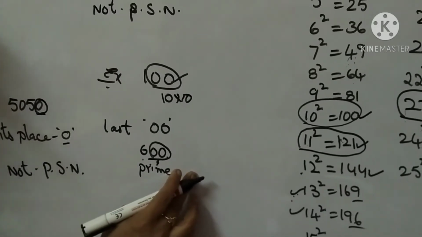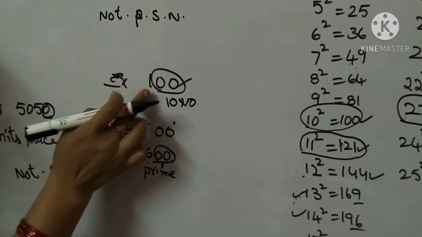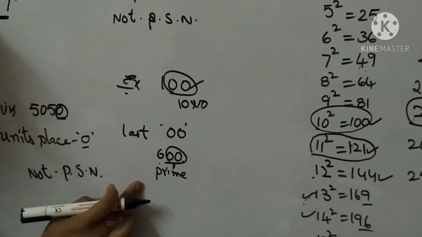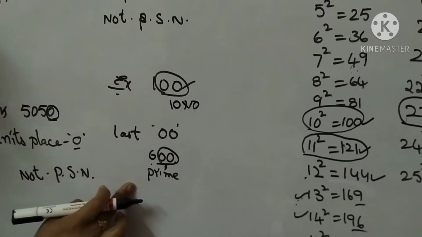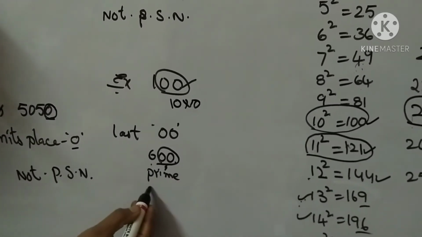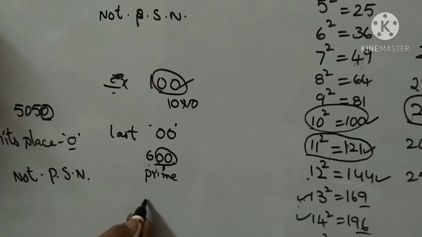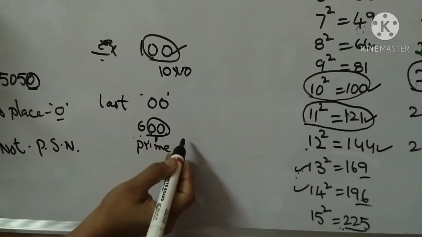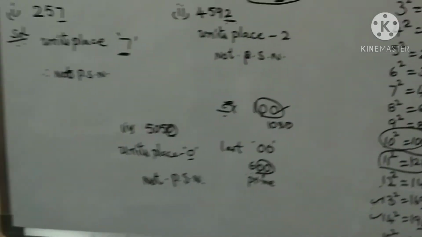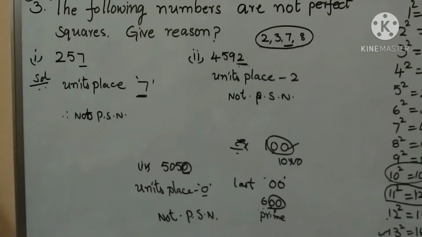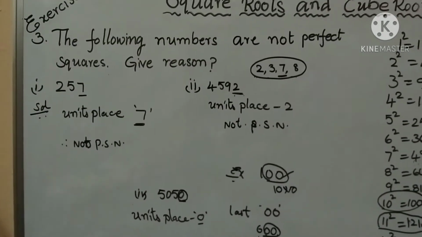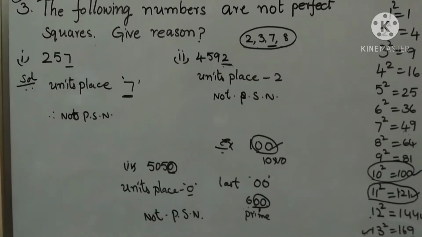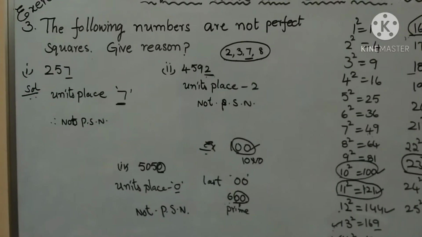Okay children. Where the last 2 digits are zeros, we get square numbers. But here 600 is there, and it is not a perfect square number. Likewise 600, 800, 500. Okay children? Okay, in this case I explained the first, third and fourth ones. Remaining problems, do them as homework. Third Roman, remaining problems do the homework.